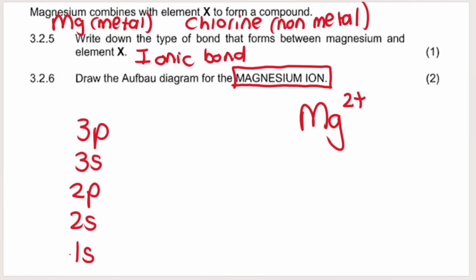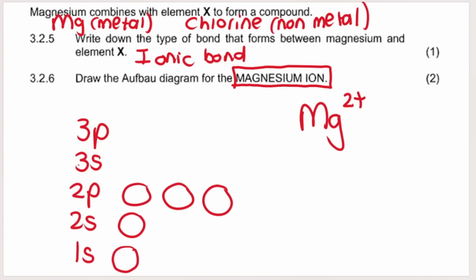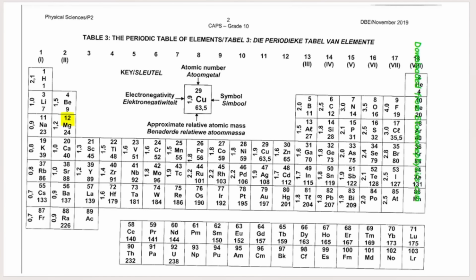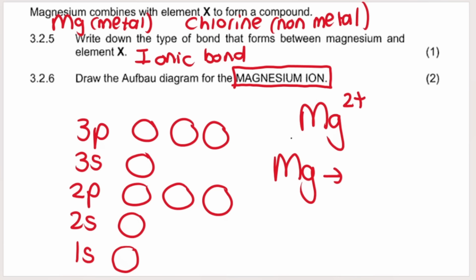We know that energy level 1 only has the s orbital, which can hold 2 electrons. 2s can hold 2 electrons. 2p can hold 2, 4, 6. 3s can hold 2, and 3p can hold 2, 4, 6. Now, magnesium itself has 12 electrons. There we can see it over there. And we know that Mg2+, the magnesium ion, means that it has lost 2 electrons. So if magnesium has 12 electrons, Mg2+ has 10 electrons, like we said earlier.